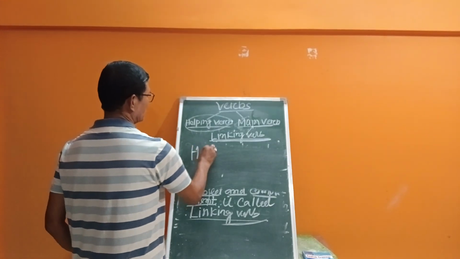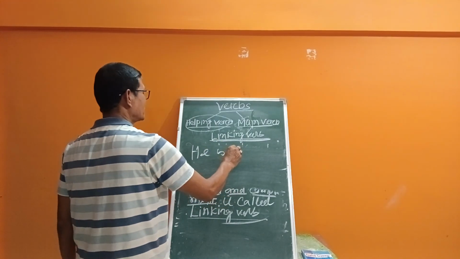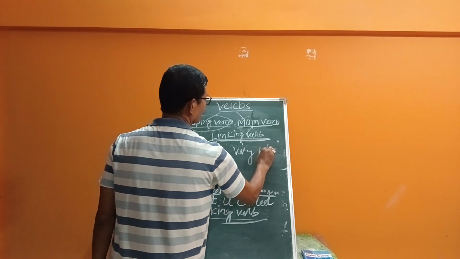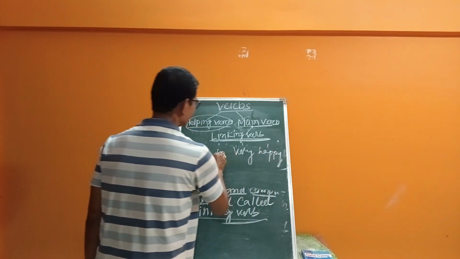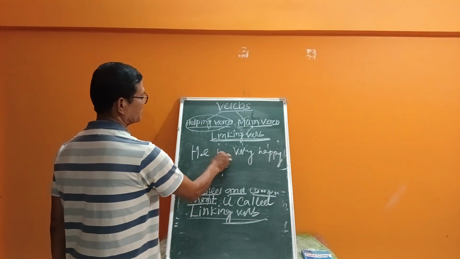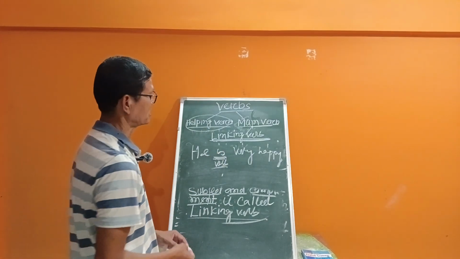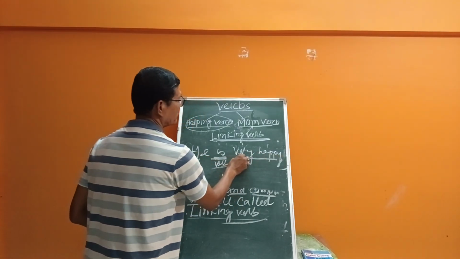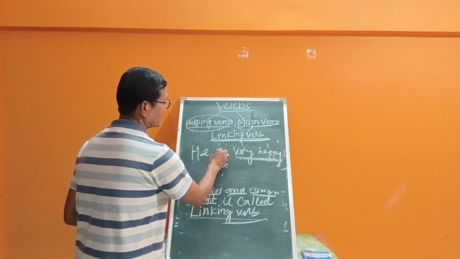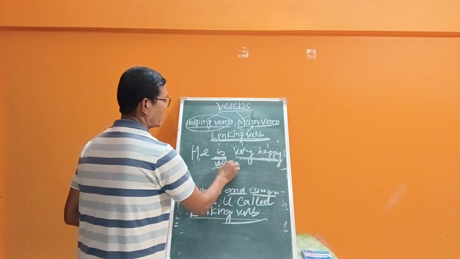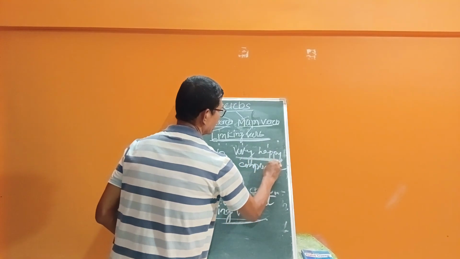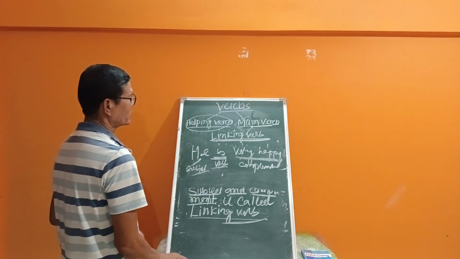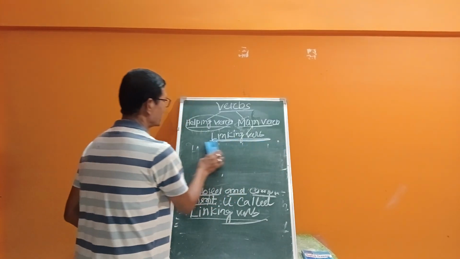He is very happy. This is also a verb, and it is also a linking verb. It does not express any action, it only tells about the subject, very happy. That's why it is a connecting verb. This is the linking verb, this is the complement, and this is the subject. That's why it is a linking verb.